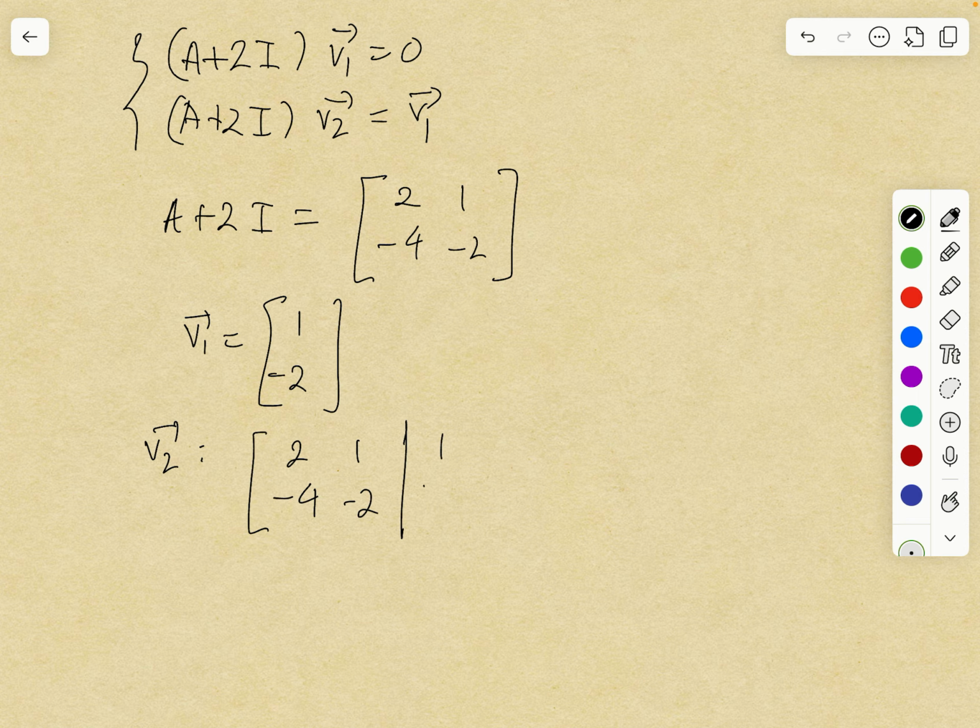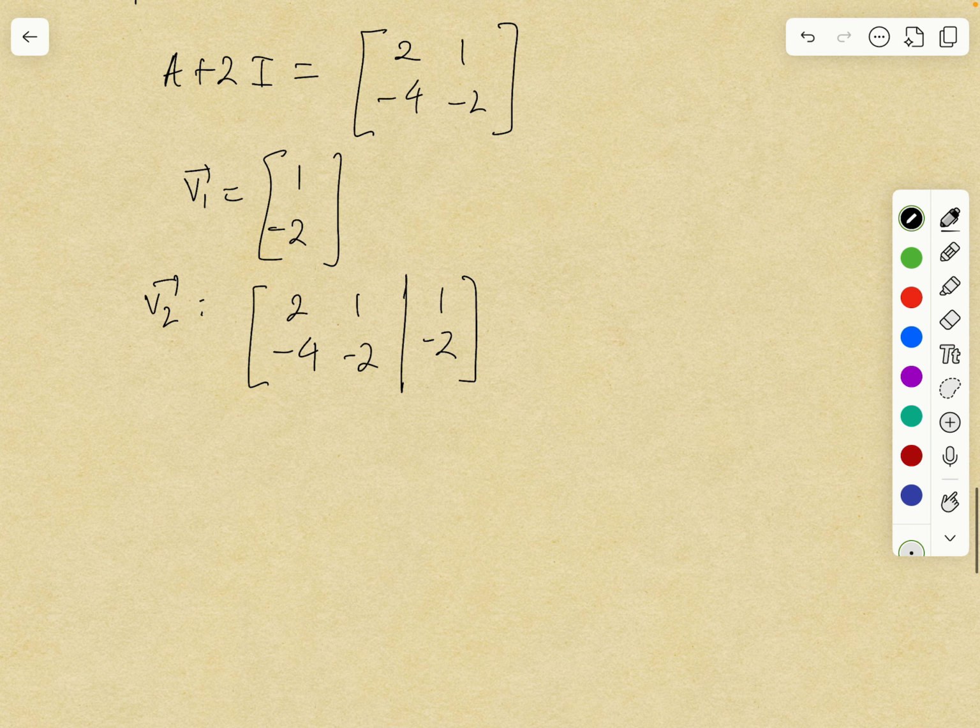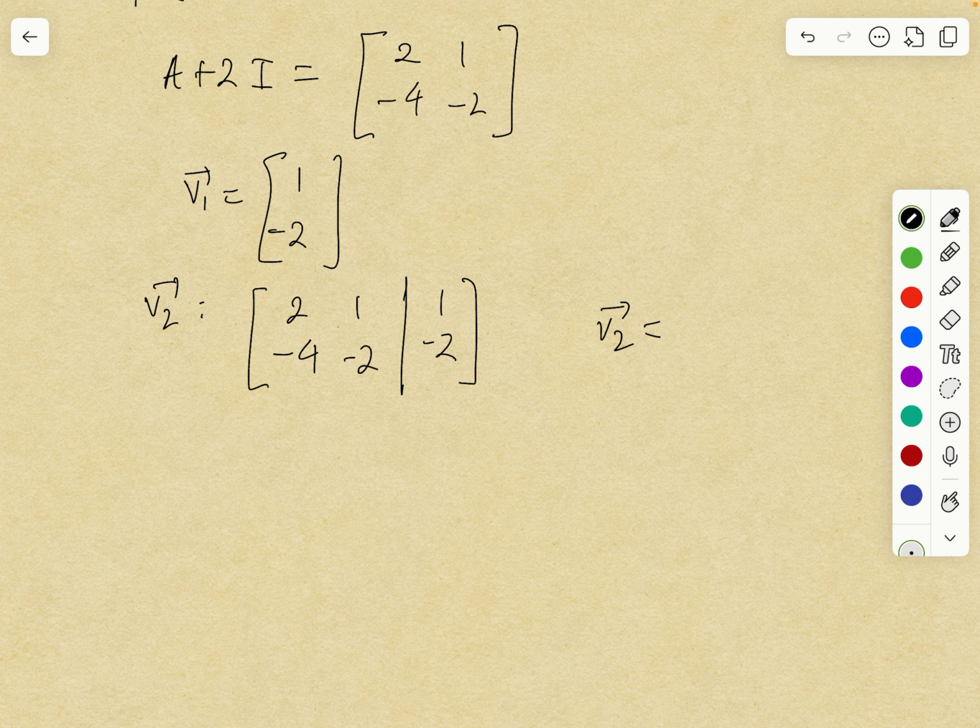So we set up the augmented matrix. We have to solve the system. We just need one solution. So we can take V2. I see that the second column is equal to V1. So I can just take 0, 1, right? I just take 0 of the first column plus 1 of the second column.